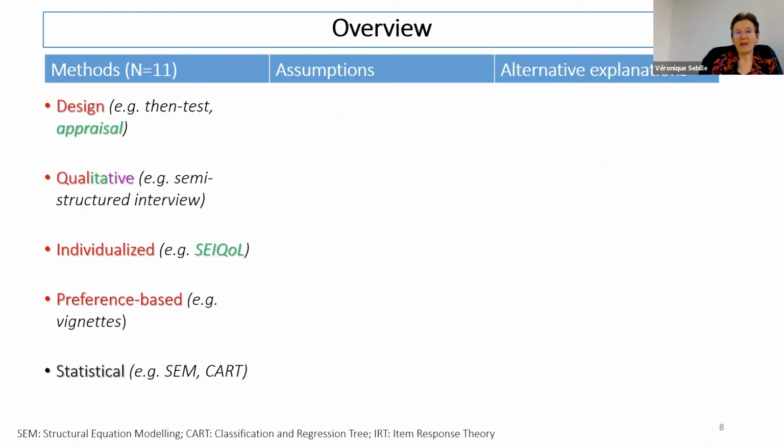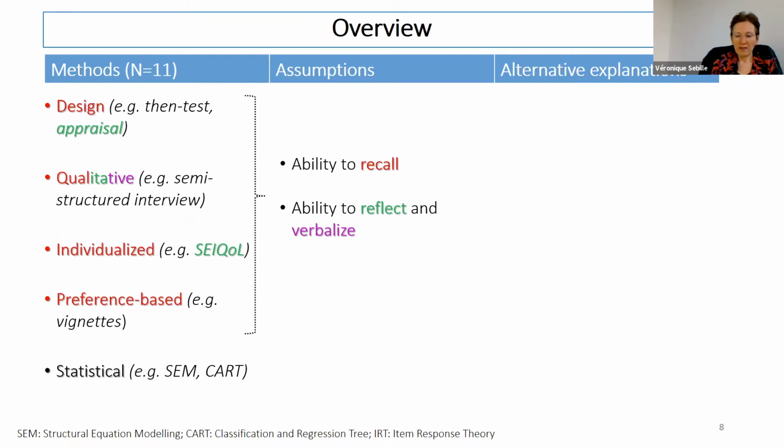We also looked at the main assumptions of the methods, as well as the alternative explanations of the detected response shift. And what we could see is that the ability to recall, indicated in red, was an important assumption of most of the methods. And also the ability to reflect on one's own quality of life was something that was required from the appraisal methods, for instance, or qualitative methods, but also some individualized methods using the SEIQoL. And we could see, in addition, that the ability to verbalize such reflections was also something that was required for qualitative methods.